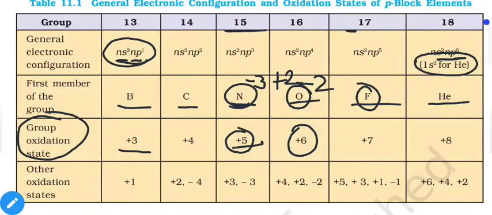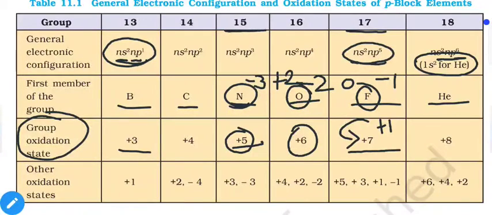Next we have group 17, that means halogens. It contains a total of 7 electrons in the outermost orbit. That's why the group oxidation state is mentioned as plus 7. But we know that fluorine shows either 0 or minus 1 oxidation state. No other oxidation state is possible for fluorine, because it is the most electronegative element. No other element can give us a positive oxidation state from fluorine. So if we are not able to get plus 1 from fluorine, then plus 7 is impossible.